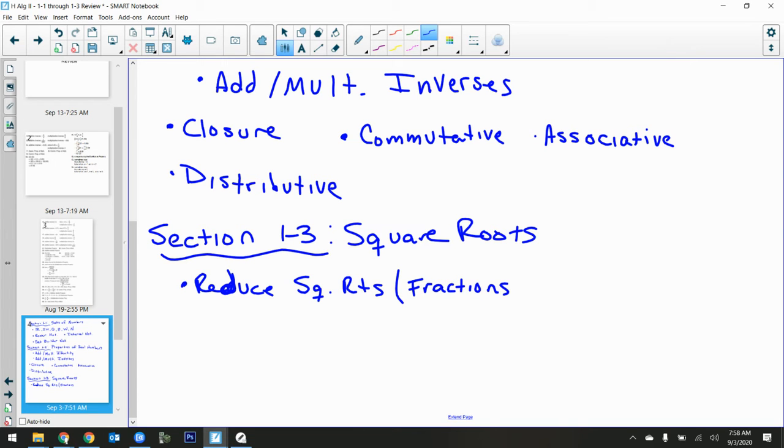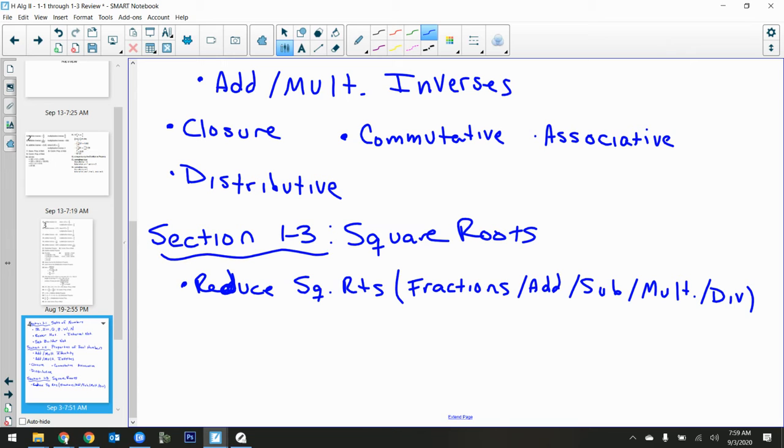I could ask you to reduce square roots when you're adding or subtracting. I could ask you to reduce square roots when you're multiplying and when you're dividing. And I think that might cover that entire section, right? That's a very broad statement, reducing square roots, okay? Add, subtract, multiply, divide, and that's pretty much it. And a combination of them all, right?